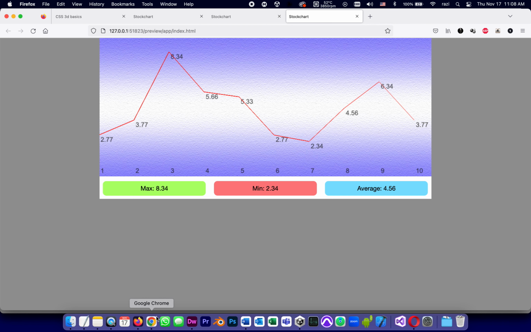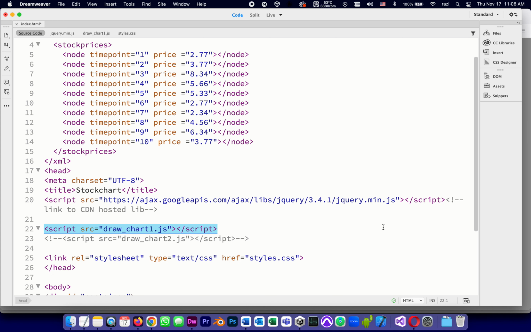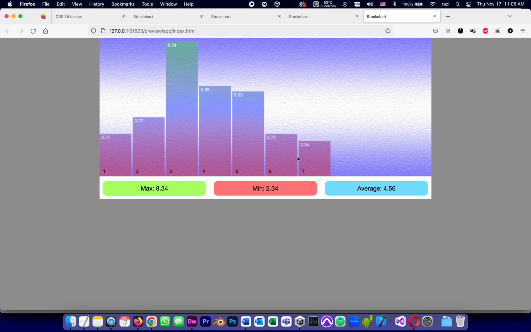But the other one, which some people might find even more graphically pleasing, is draw chart one, which is really what this tutorial is all about. So I'm going to comment number two and instead release number one. They are exactly identical, those two JavaScripts. The only difference between them is that this one, instead of drawing lines, draws rectangles or bars.